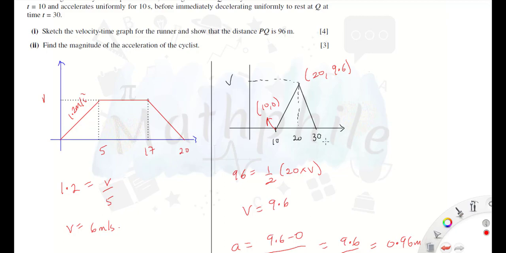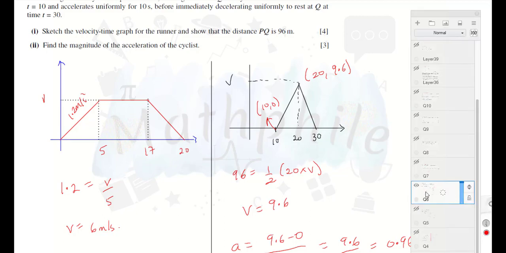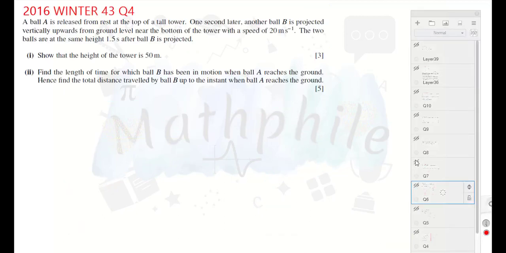The only suvat question... I think we did one. Oh, it was free fall. Yeah, it was free fall. There is no horizontal motion. We've not solved any question under horizontal motion so far. So that's question number 6.